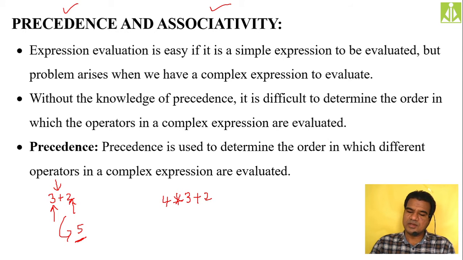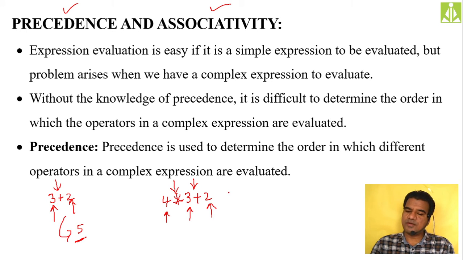So now it is a complex expression. Why is it a complex expression? Because it has two operators in it: the multiplication sign as well as the plus sign. Two operators it has. And how many operands does it have? 3 operands it has. This multiplication is a binary operator, so it is taking two operands, 4 and 3. This addition symbol, the plus symbol, is also a binary operator, so it is taking two operands, 3 and 2.